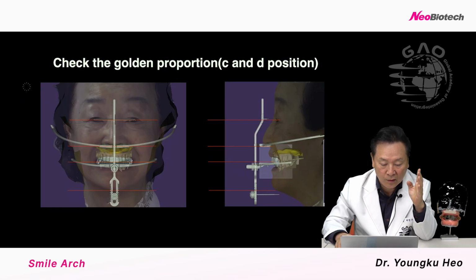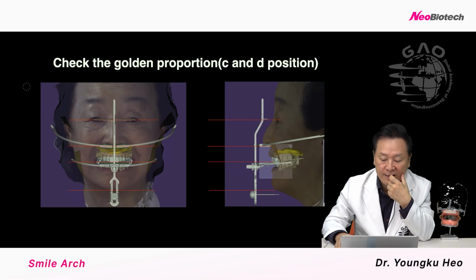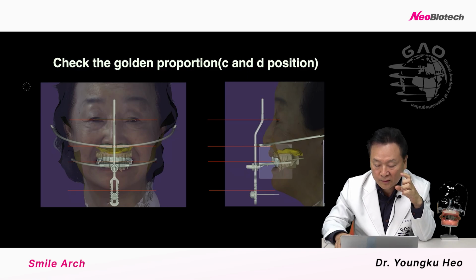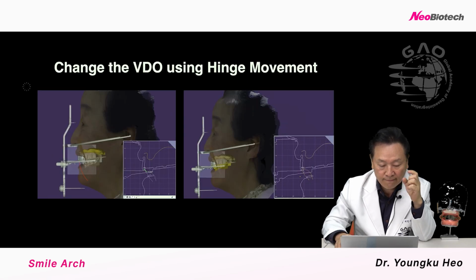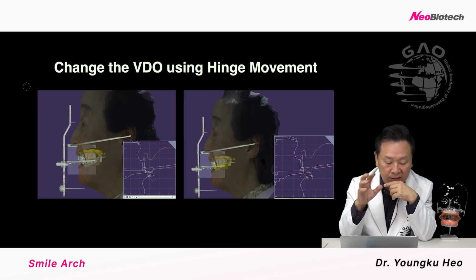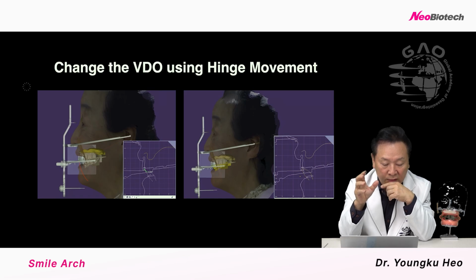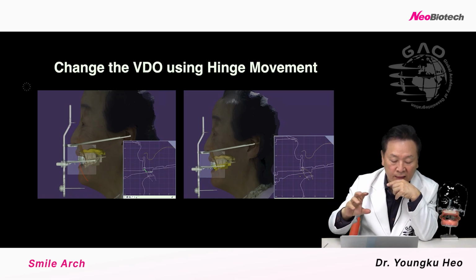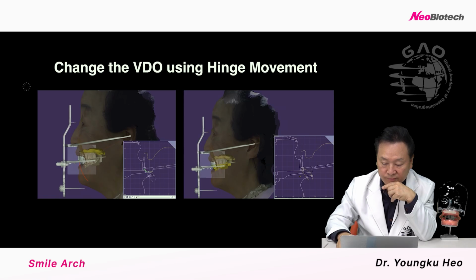And also you can check whether everything is in correct proportion or golden proportion or not. And we can also move the mandible in the computer, because there is a virtual articulator. We can modify the vertical dimension.